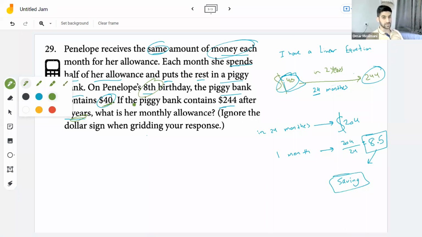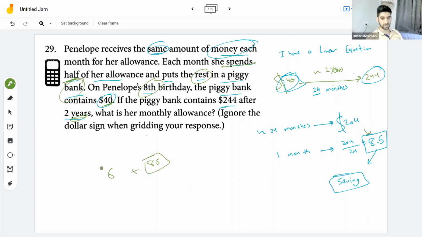But he told me that she's saving half every month. She spends half and she saves the rest in the account. So if she's putting 8.5 in the bank account, she's spending the same amount because she's saving 8.5. So the final answer is she's receiving $17 monthly. I don't know what this job is, but $17. Not good, guy. Don't do this job.